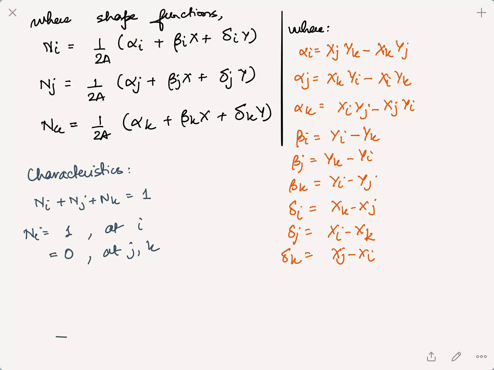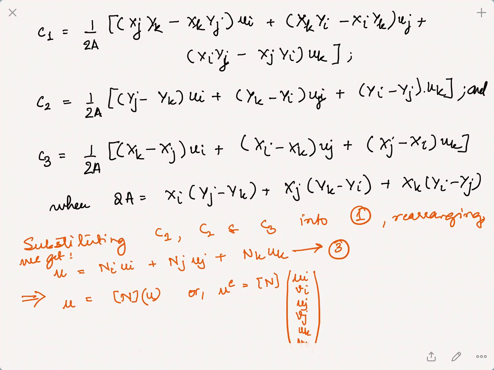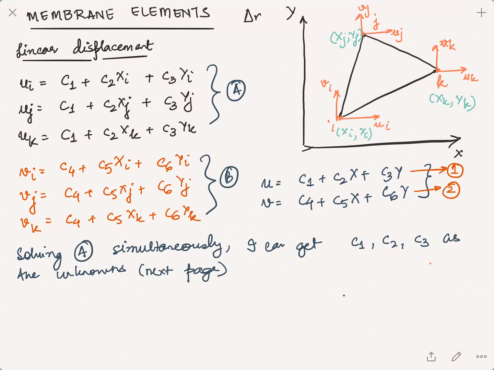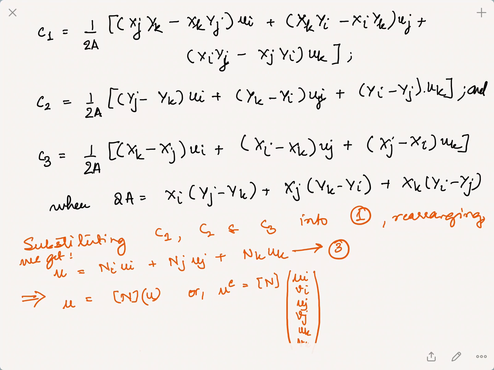Okay, so this is basically the setup of the shape functions for the triangular element with 2 degrees of freedom at every node. I have worked it out up to the point of getting for u. You can also do it for v, and you will see similar relations for v as well.